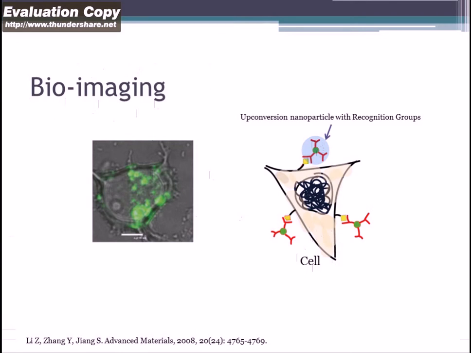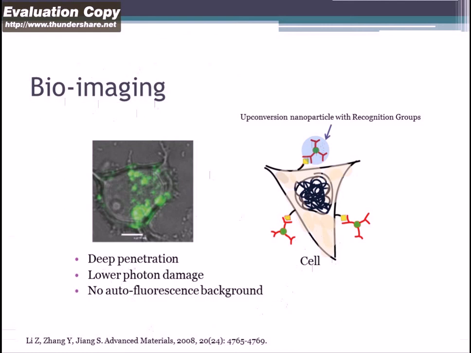So the benefit of using these materials as biolabels is that near-infrared light has higher tissue penetration abilities and exerts lower damage towards the biological samples compared with the ultraviolet light. And typical autofluorescence background and the problem of photobleaching can be avoided to obtain higher quality images.